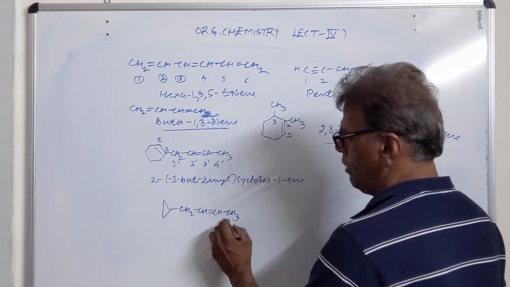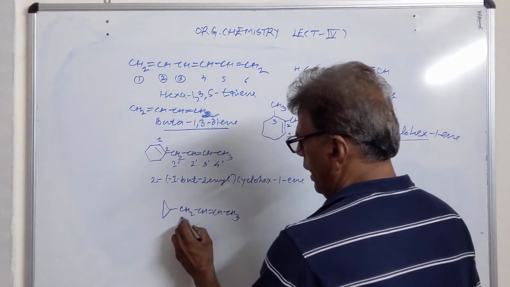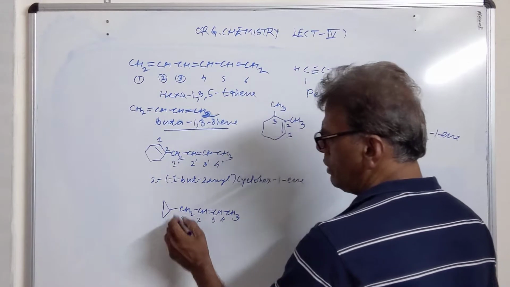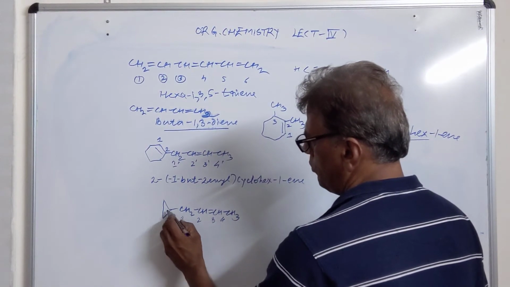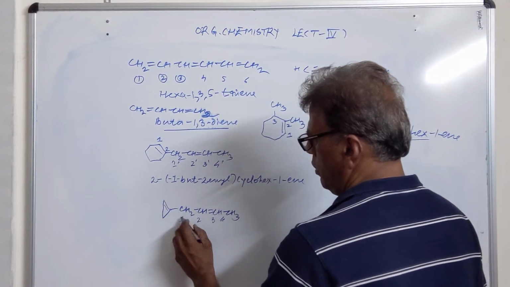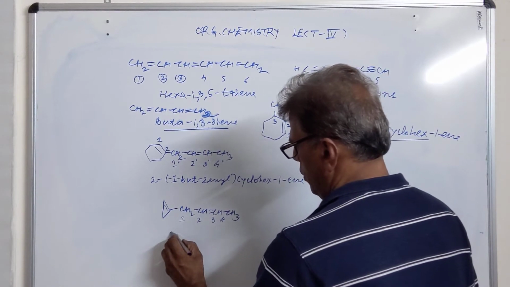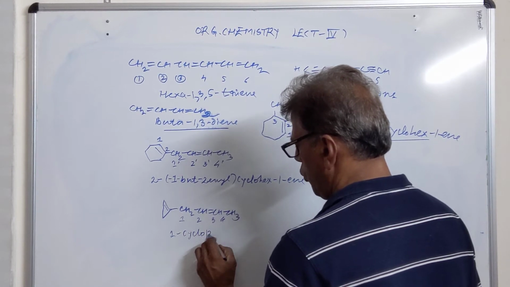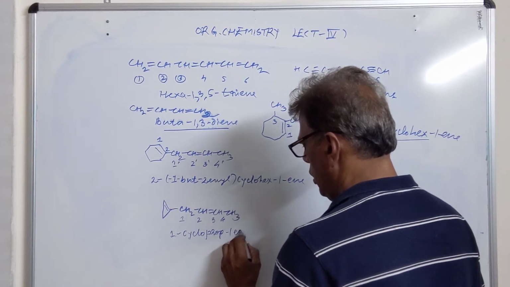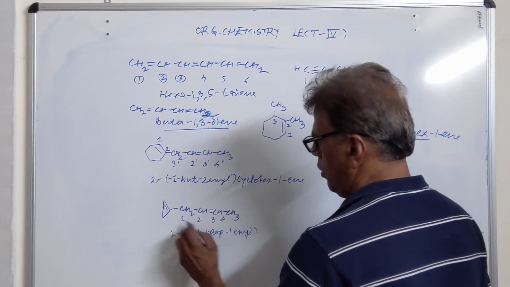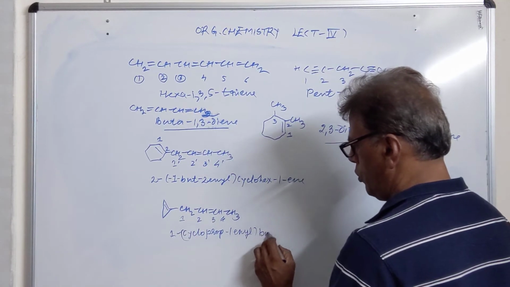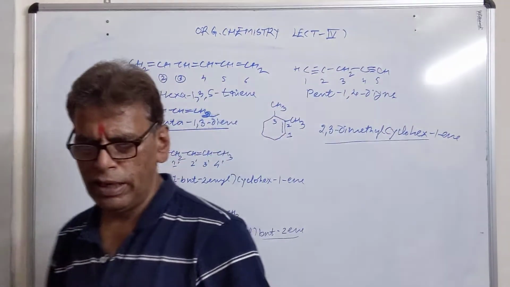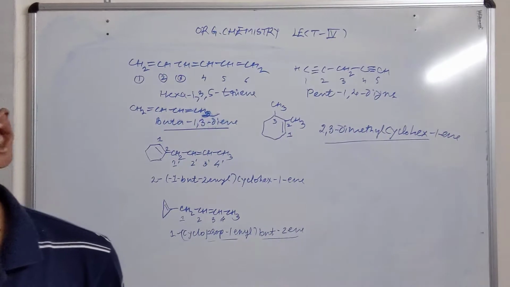Now this system will be the parent system here, and this one carbon is having cyclopropyl or cyclopropenyl. So this is your 1-cyclopropenyl. Then we have but-2-ene. So in this manner, the numbering is done.